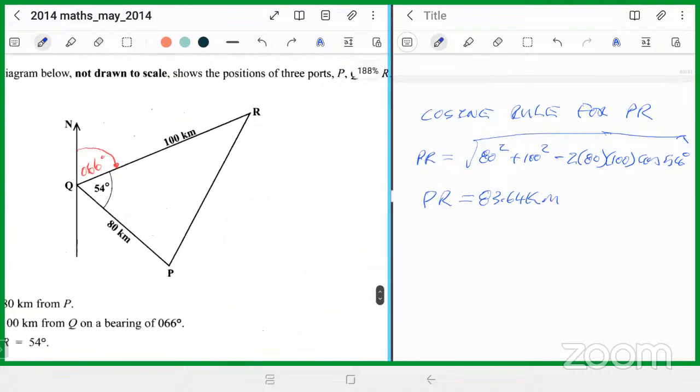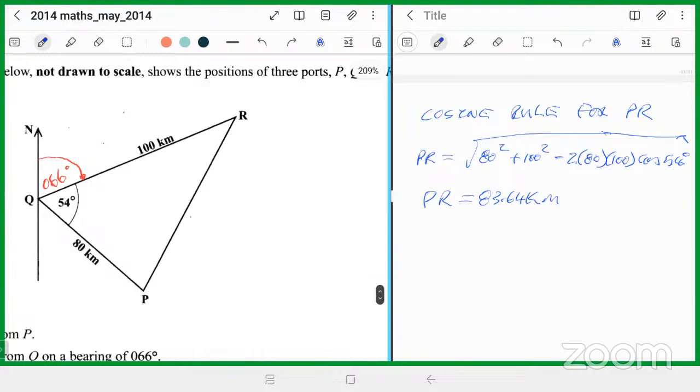So everything is in front of you. This side now is equal to 83.64 kilometers. So we now know the 3 sides in the triangle. We also know this angle. So the only thing we don't know now is this angle and this angle from this triangle.